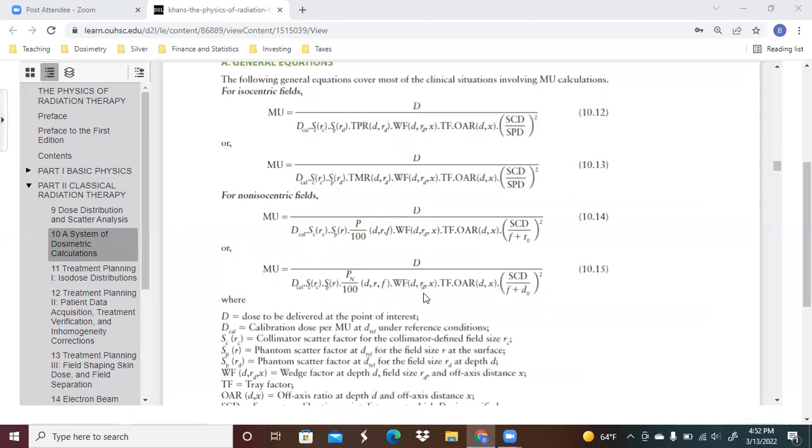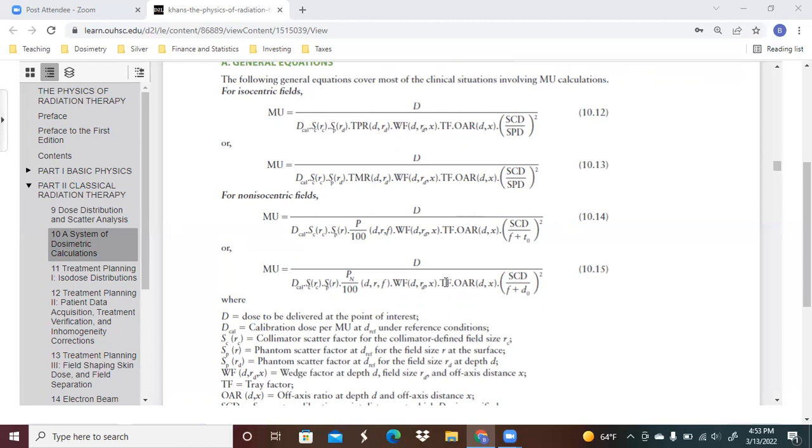The wedge factors, of course, if you have a wedge factor, it's going to be at a certain depth, and it's going to be with a certain field size, and it's going to be with whatever off-axis factor that you have for this particular wedge. Now, if you do not have a wedge, then this factor changes to 1. The reason it changes to 1 is because anything divided by 1 is itself. What that means is if you don't have anything affecting it, then we're just going to keep whatever this dose is the same for that specific factor.